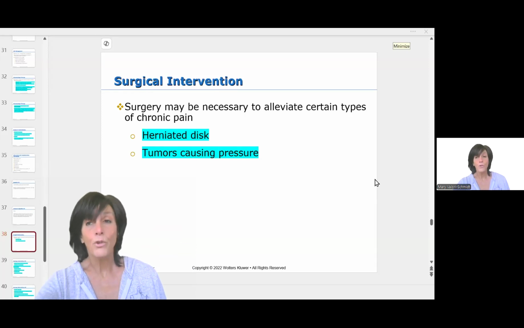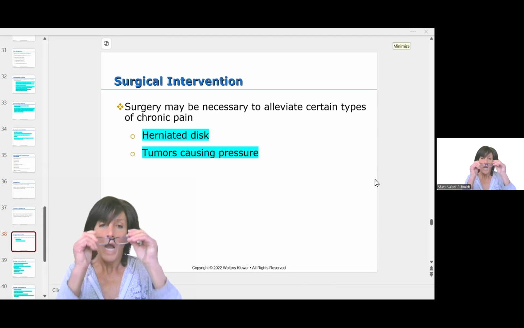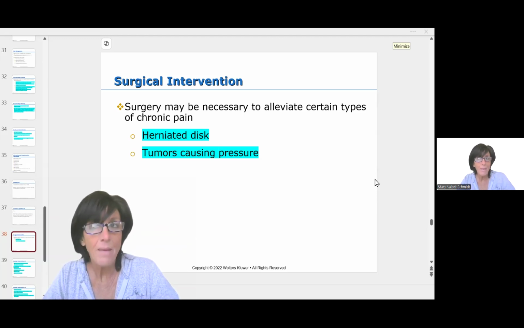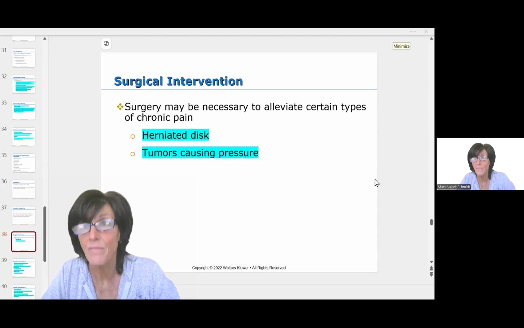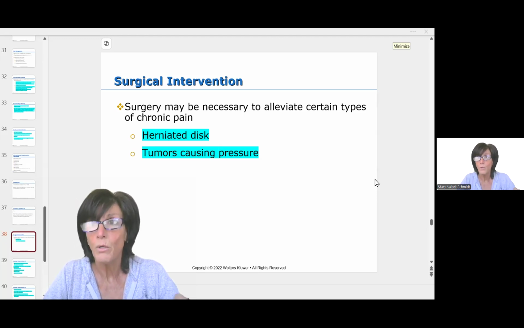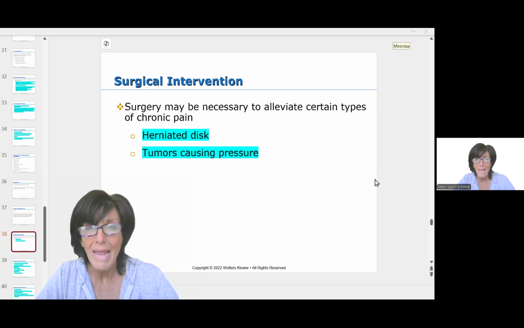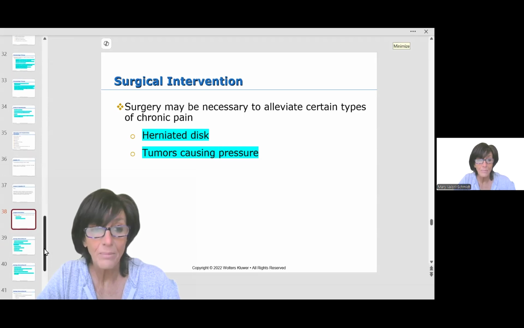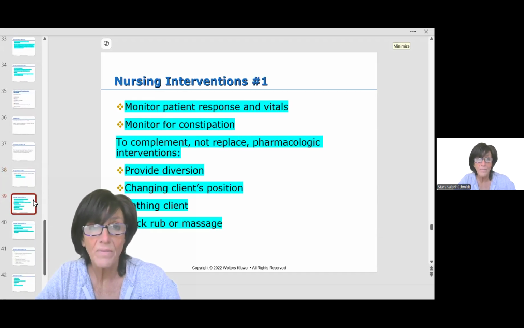Sometimes the only thing we can do is surgical intervention. For example, a herniated disc in your back may be so damaged that the only thing we can do to relieve the pain is give you surgery. Or if there's a tumor that's pressing on something, we may have to do surgery to remove the tumor. So sometimes those are the only alternatives.